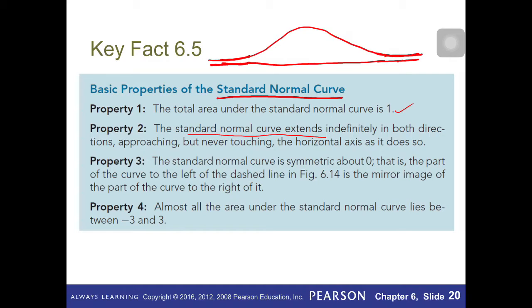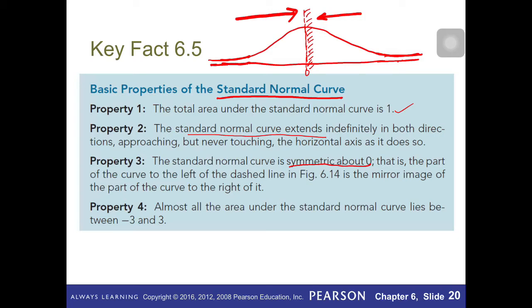The third one: the standard normal curve is symmetric about 0. So 0 is here, mu equals 0, and the part of the curve to the left of the dashed line, I'll show you in the next figure, is a mirror image of the other part. If I cut this curve about 0, you can see that this left half is very similar to this right half. They are like mirror images, because it is symmetric about 0.